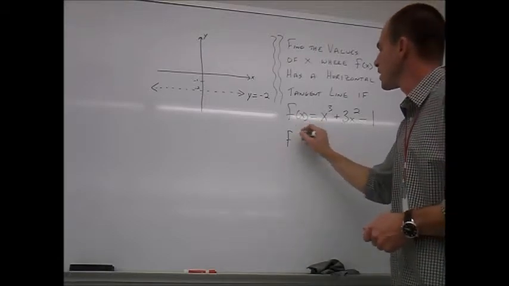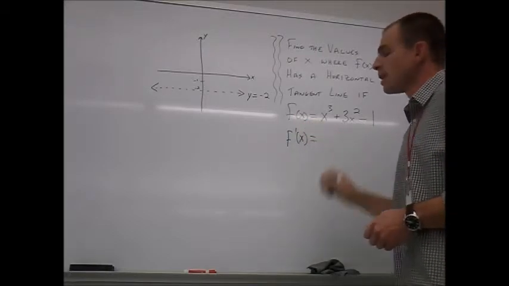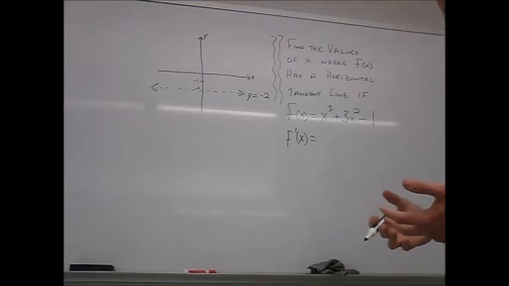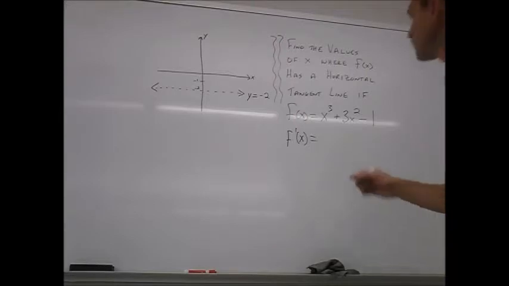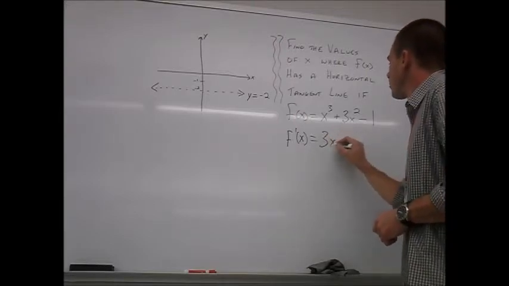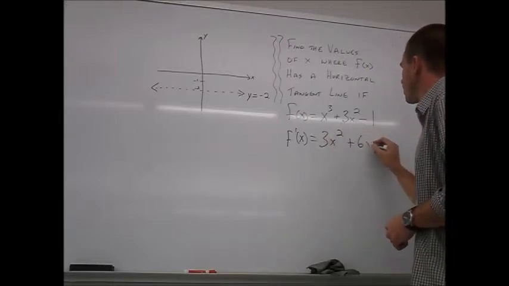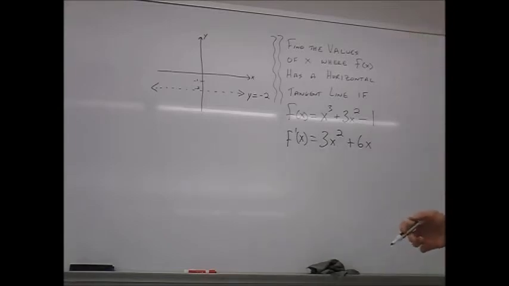So we need to start by getting the function's derivative. Now I want you to use the rules that you've already learned. So take a second and find the value or the formula for the derivative of f. Okay, you probably wrote down 3x squared plus 6x. And if you did, that would be correct.